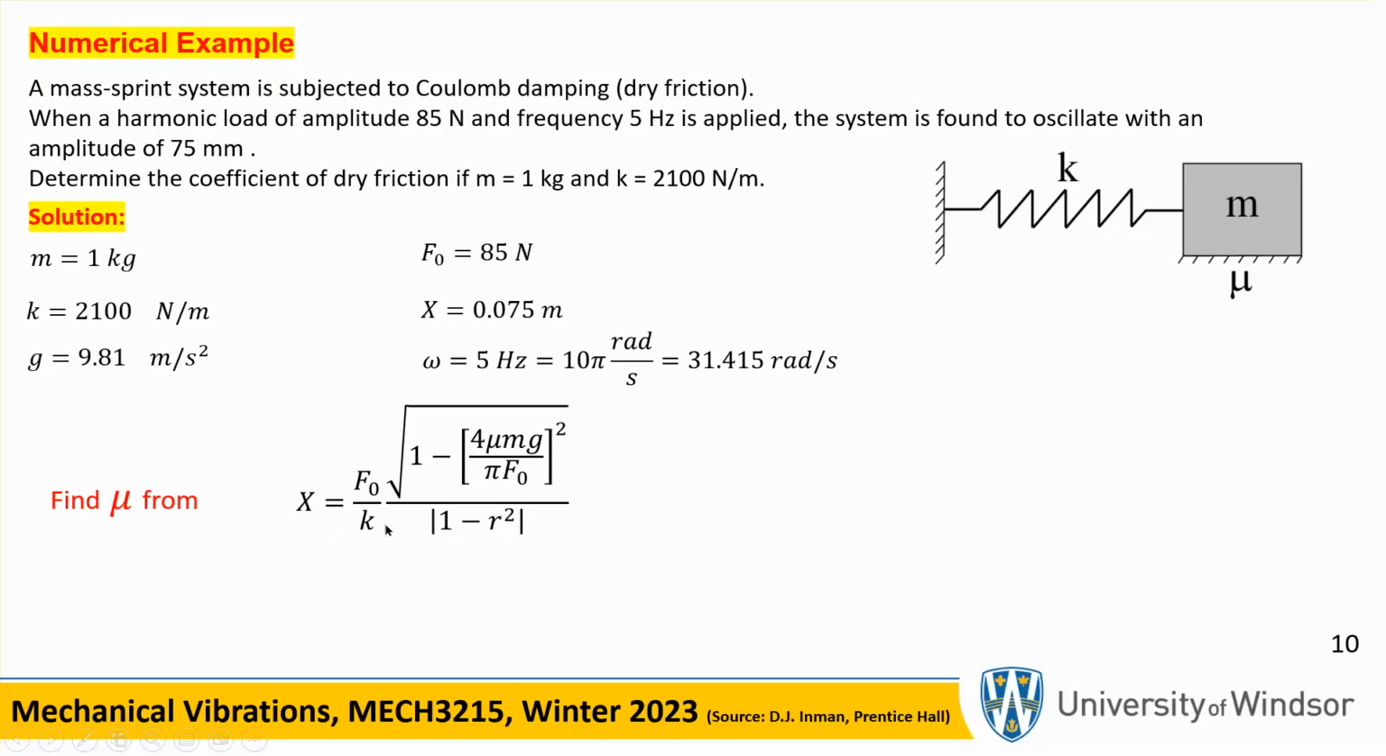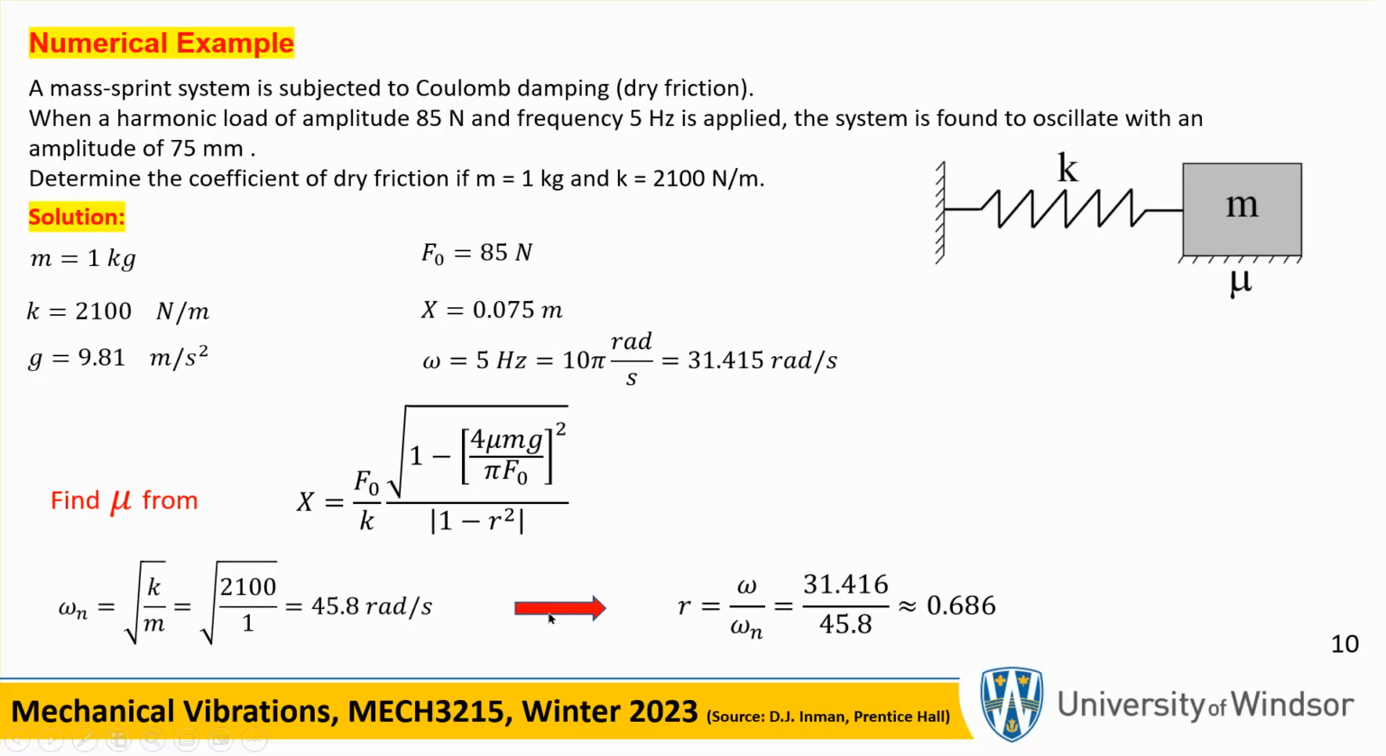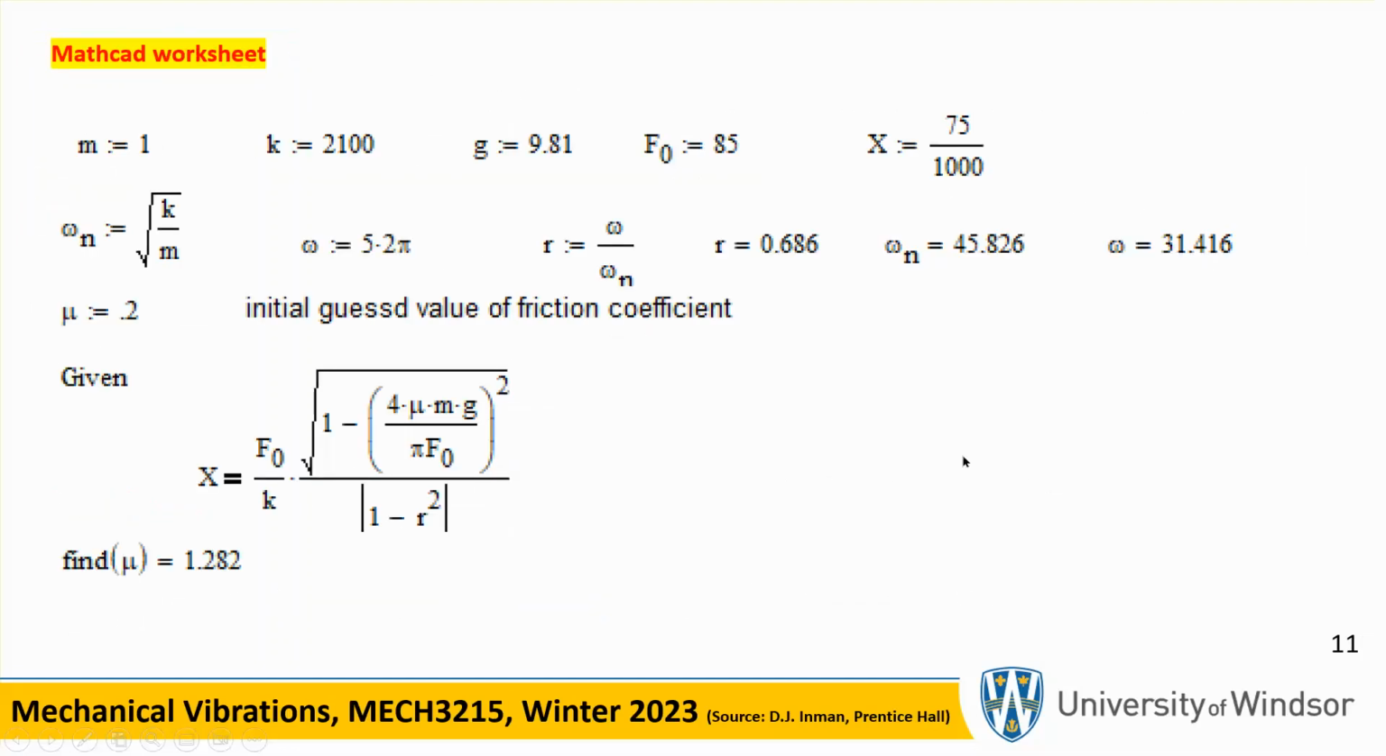So we have omega, we have omega n, we have r. So you just plug things in. We have omega here, omega n, the natural frequency, and you have the r, the frequency ratio, and just plug it in and solve for mu.